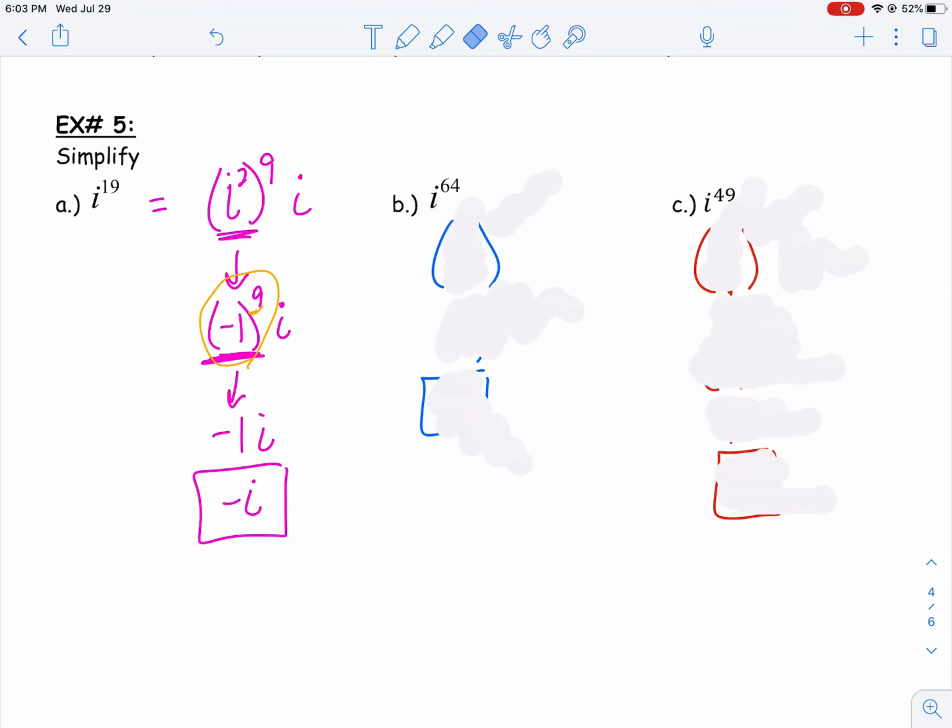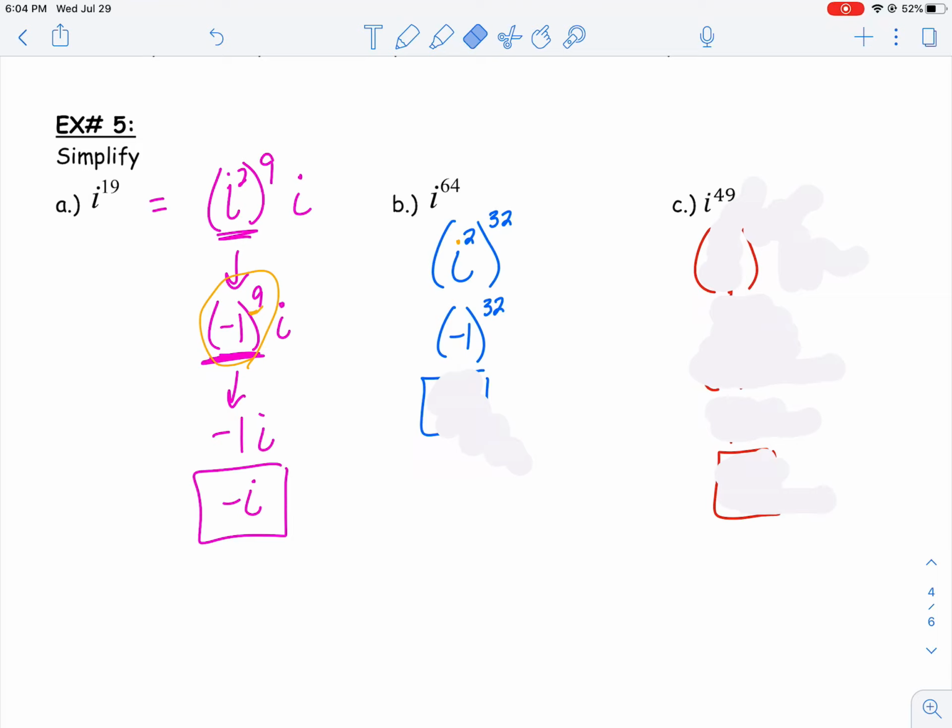Let's do another one. i to the 64th power. Well, if I know i squared is -1, let's figure out how many i squareds we need. Well, what's 64 divided by 2? 32, right? And so i squared to the 32nd power is really i to the 64th. So I have an equivalent version of my original problem, right? And if I know that i squared is -1, then I really have -1 to the 32nd power.